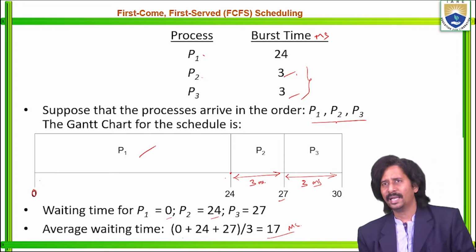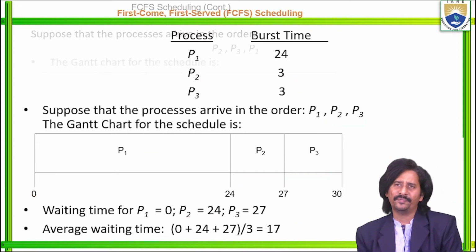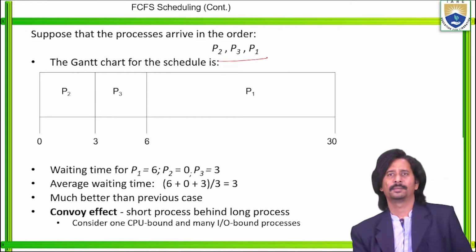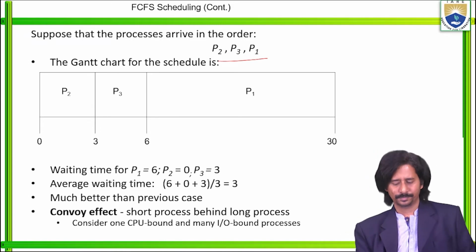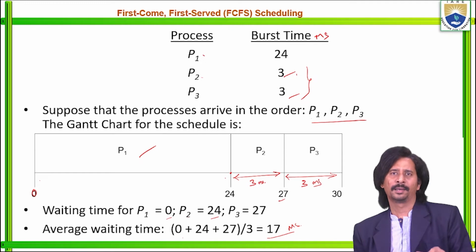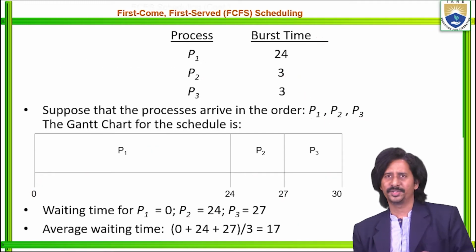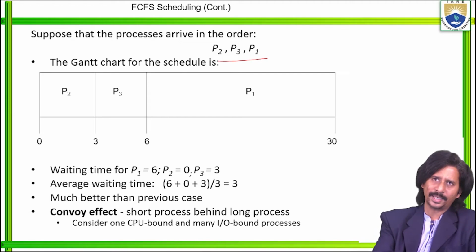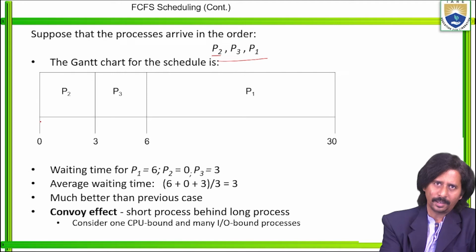See what happens if the processes arrive in a different order, like P2, P3, P1. Then this is what we call a Gantt chart. The Gantt chart is very important in scheduling algorithms. So the Gantt chart for this particular schedule: first one is P2, starting at 0. You know what the burst time for P2 is? 3 milliseconds.